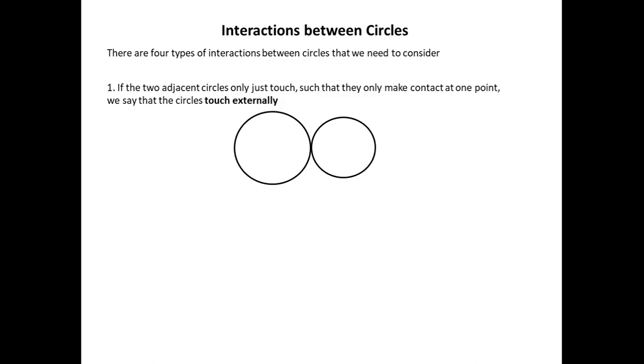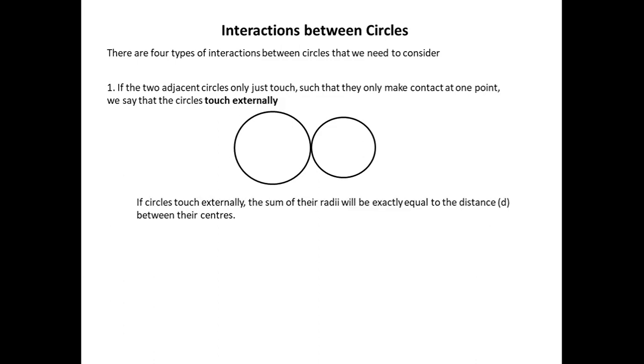These circles are touching externally. Right, if 2 circles touch externally, then the sum of their radii will be exactly equal to the distance between their centers. So, if the radius of the left-hand circle is that, and the radius of the right-hand circle is that, if they are touching externally, the distance between their centers will be exactly the same as this radius plus that radius. There it is in mathematical notation.